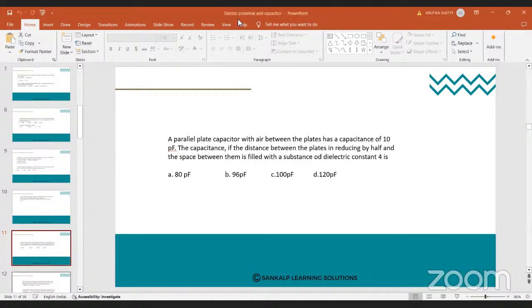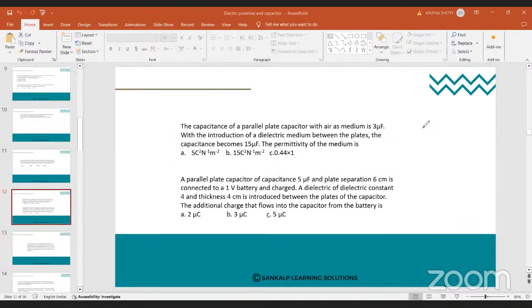See the next question. The capacitance of a parallel plate capacitor with air as a medium is 3 microfarad. With the introduction of the dielectric medium between the plates, the capacitance becomes, so if this is C1, the C2 value is 15 microfarad when you are introducing a dielectric medium.